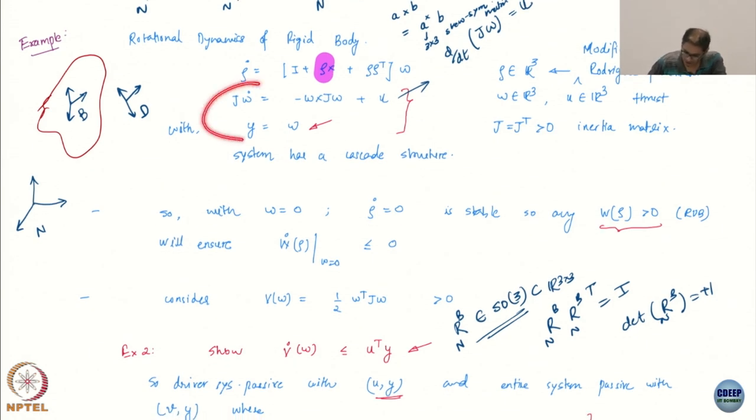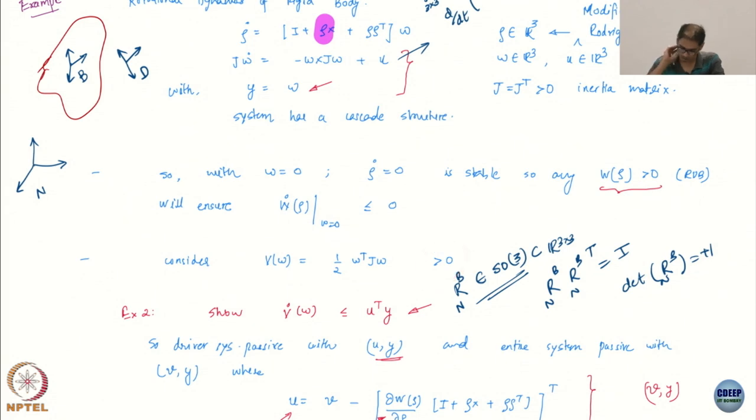For passivity of this system, I am going to choose this. This should again remind you of what you did with the robotic system. You had the first term as half q dot transpose Mq q dot, which was the term corresponding to the inertia, the kinetic energy. This is exactly the rotational kinetic energy. This is the expression for the rotational kinetic energy. And of course this is radially unbounded and all that.